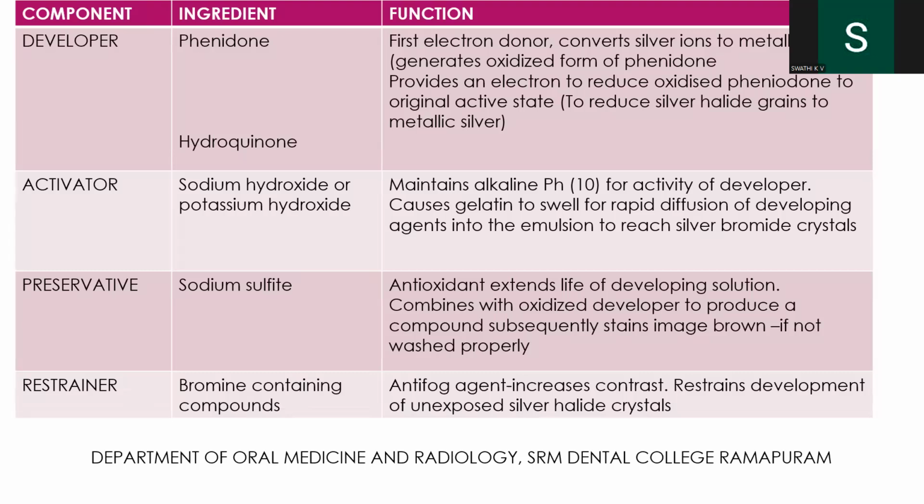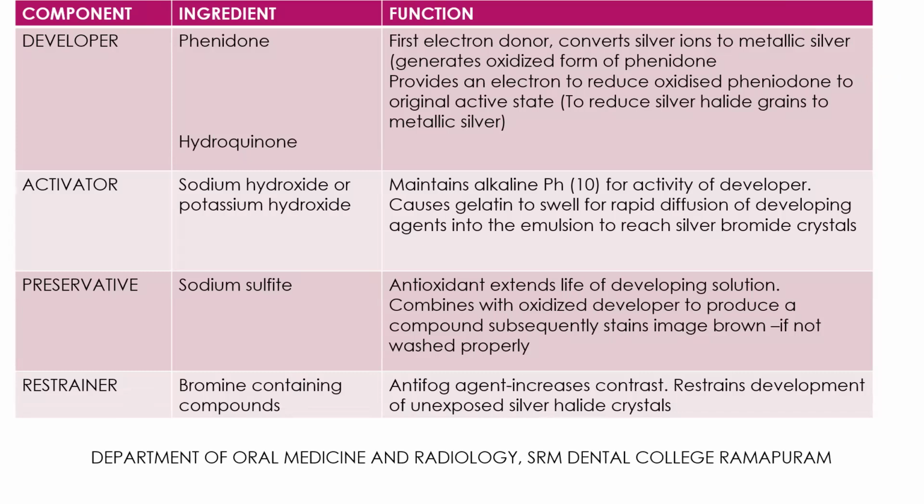So what is the composition of the processing solutions? First one, we have the developer. The main developing solution contains the main developer, which includes compounds like phenidone and hydroquinone, which are serving as the first electron donor and converts the silver ions to metallic silver. It generates the oxidized form of phenidone and provides an electron to reduce the oxidized phenidone to the original active state. So basically, it reduces silver halide grains to metallic silver.